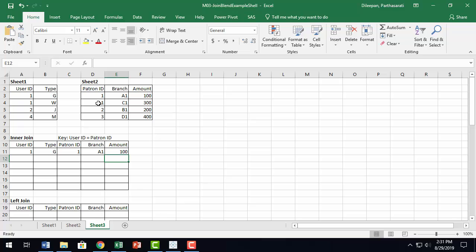Again there is a match, so that is going to be included as well. So, 1 G 1, now this is C1 and 300. Then you take that record and try to match the next one. There is no match now, so skip this record and then move down, no match, so skip that. Okay, so far.